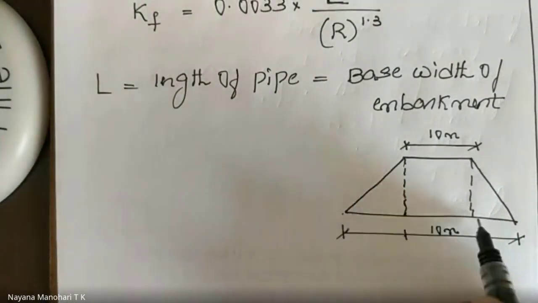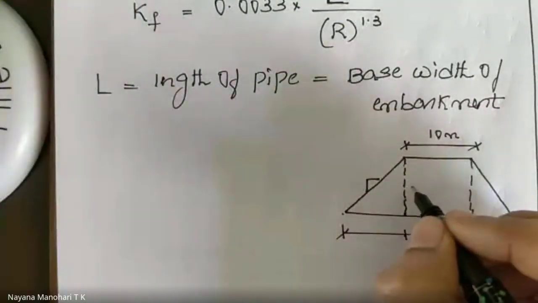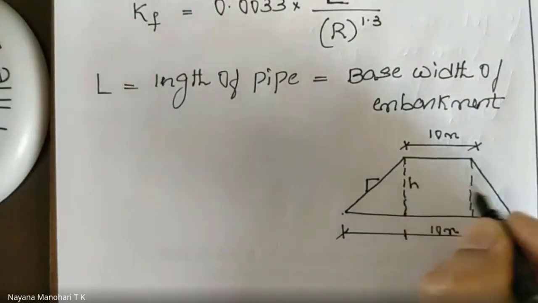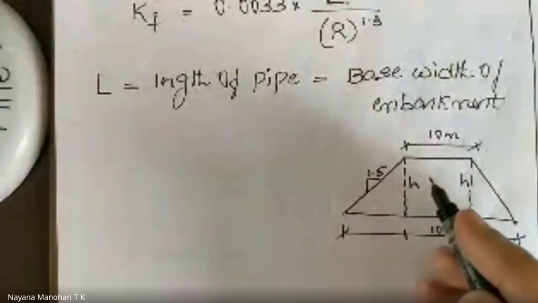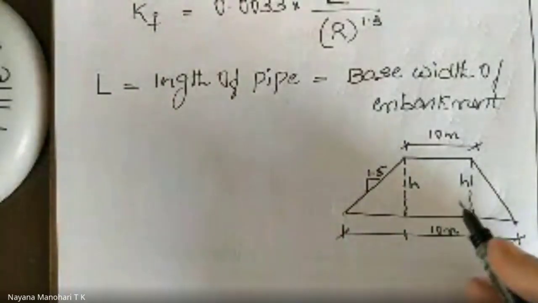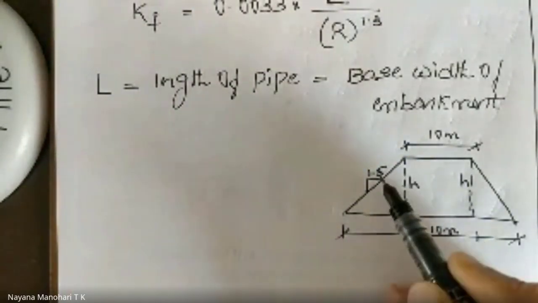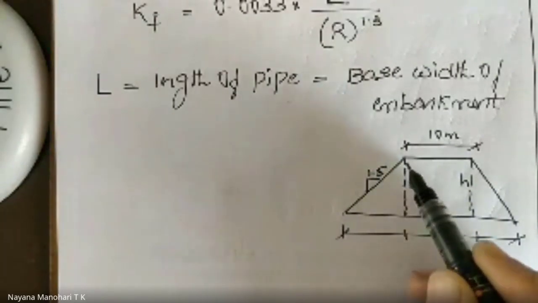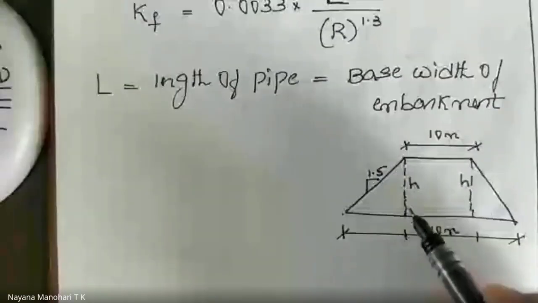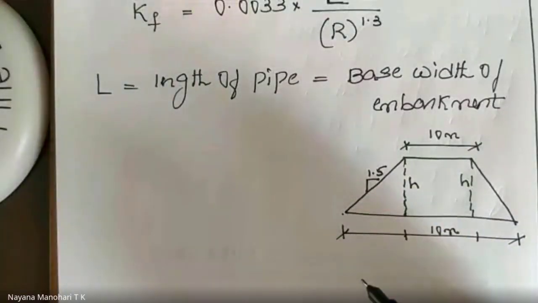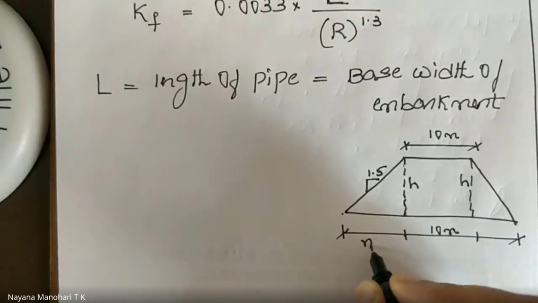How to calculate this distance? They have given the side slope value. This height you need to calculate. This trapezoidal area is divided into regular geometric figures: one rectangle and two right angle triangles. The side slope of that embankment they have given as 1.5, and the height of the embankment you know is 6 meter. How to calculate this width? That is slope into its height, that is n into h value.